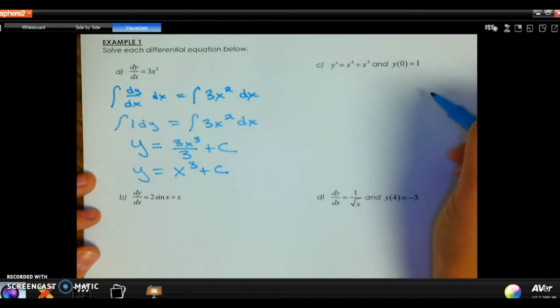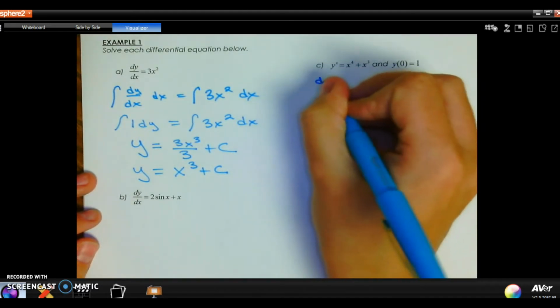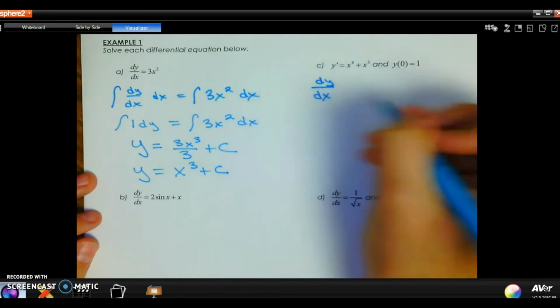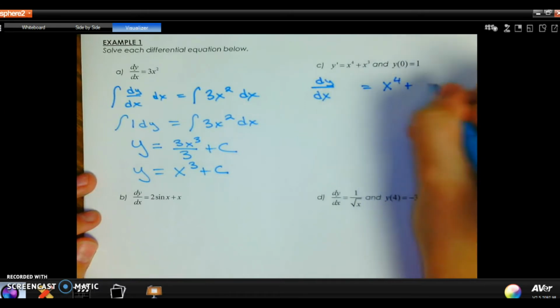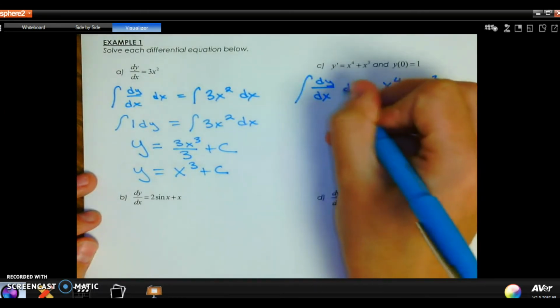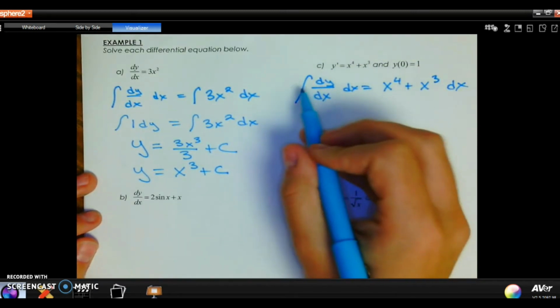Now, if you're given an initial condition, you're going to start it off the same way. You're still going to say the derivative, y prime, is the same thing as dy/dx, and we're still going to say that that equals this. My strategy is going to be the same. I'm going to integrate both sides with respect to x. That's going to cancel, so you're going to be integrating dy.